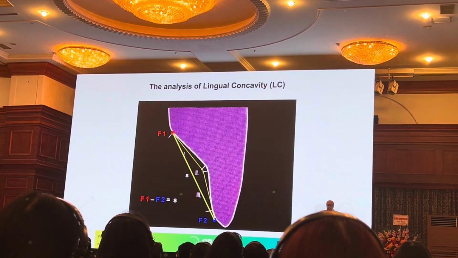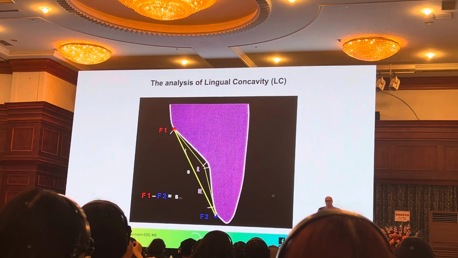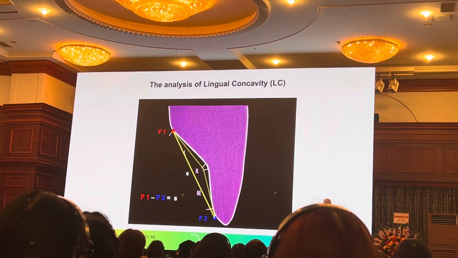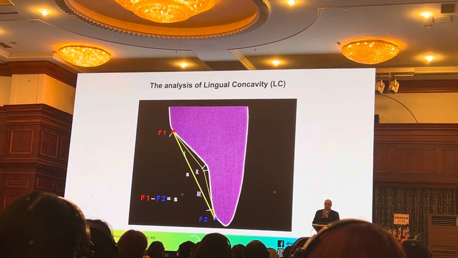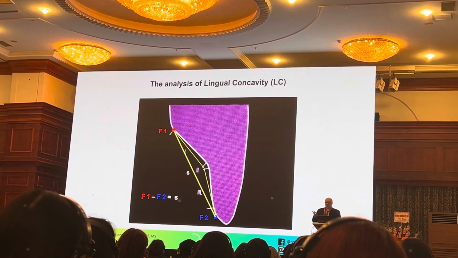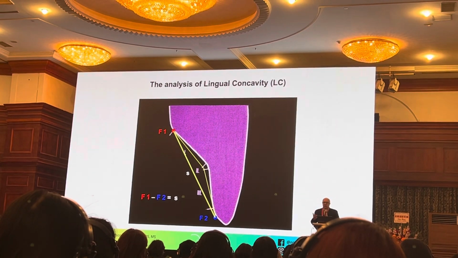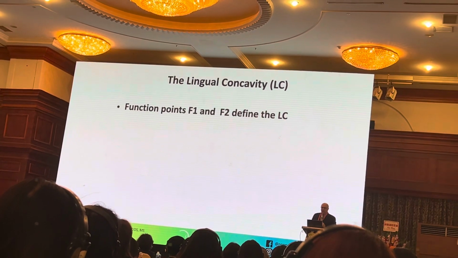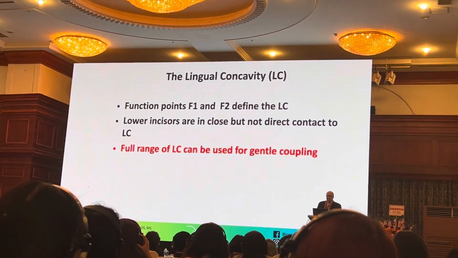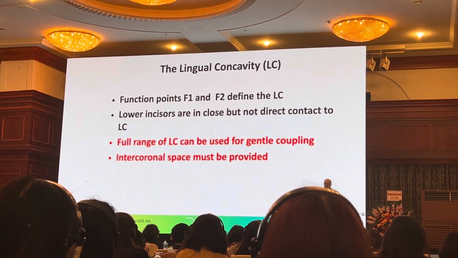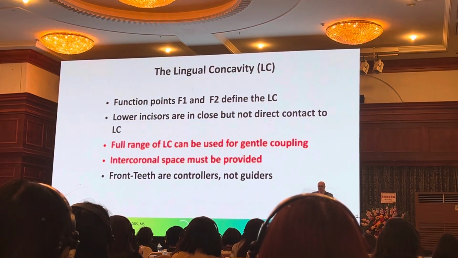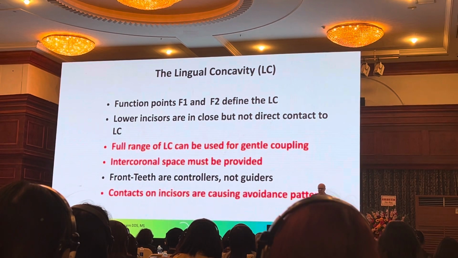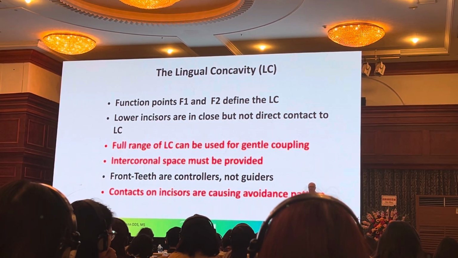In joint problem. So the concavity of the upper central incisor position, the lingual concavity or palatal concavity of the upper incisors, guides the lower into protrusion and sideways, okay? So this way, calculate the position of the lower. The inclination of the lingual concavity of the upper incisor is super critical to understand, because they are controlling the mandible closing.